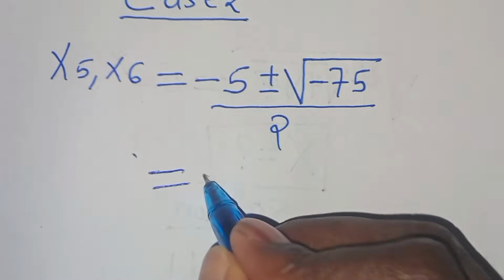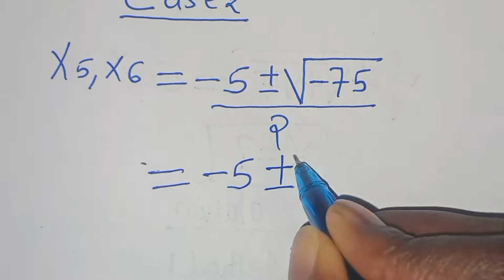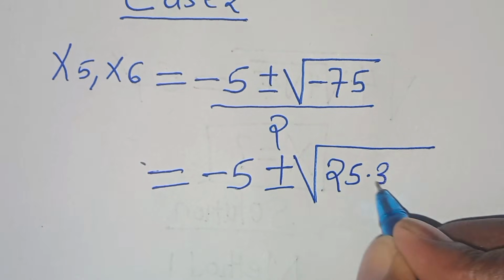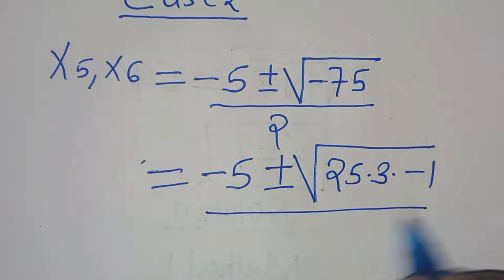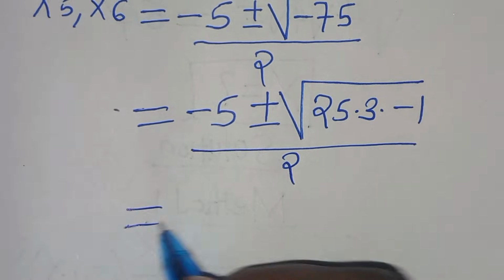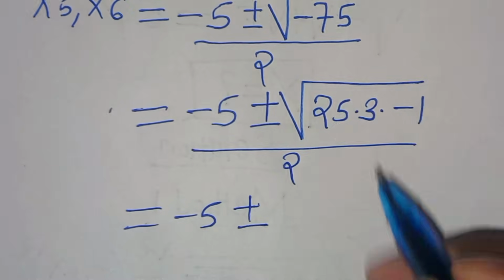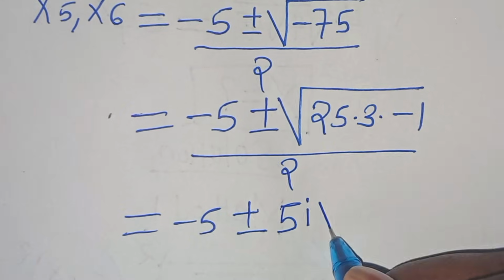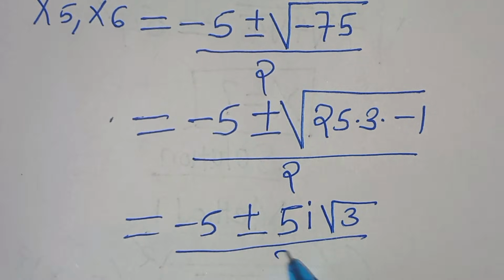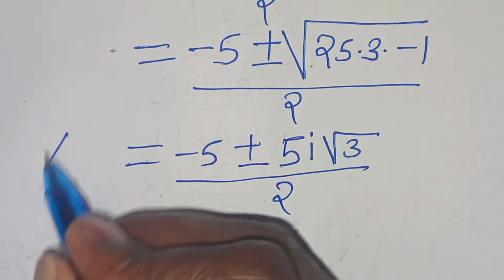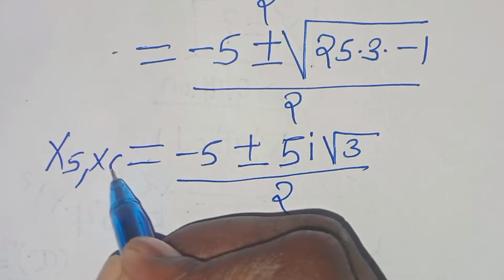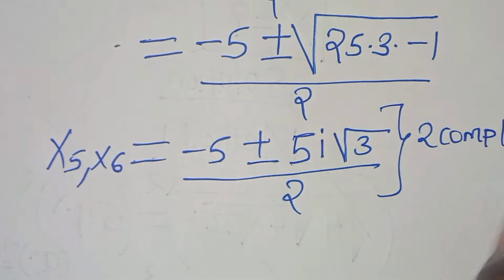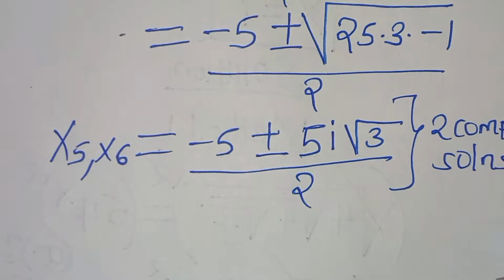So here we have minus 5 plus or minus. We can express the square root of minus 75 as 25 times 3 multiplied by minus 1, everything else divided by 2. So this is minus 5 plus or minus the square root of 25, which is 5, the square root of minus 1, which is i, then the square root of 3, everything here divided by 2. So this is x5, comma x6, and these are two complex solutions under case 2.